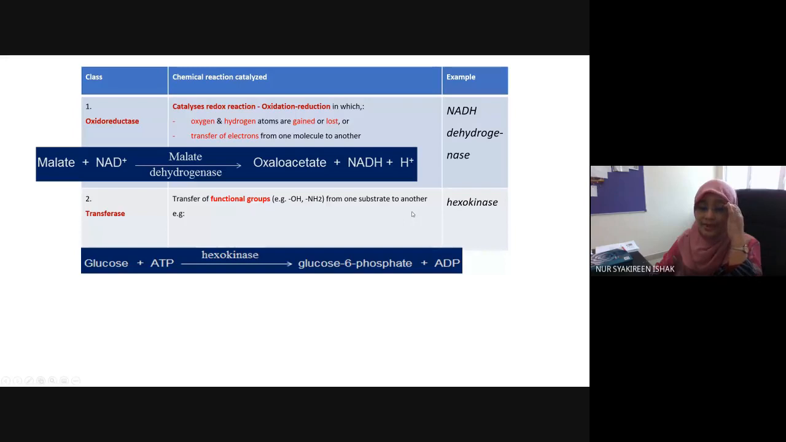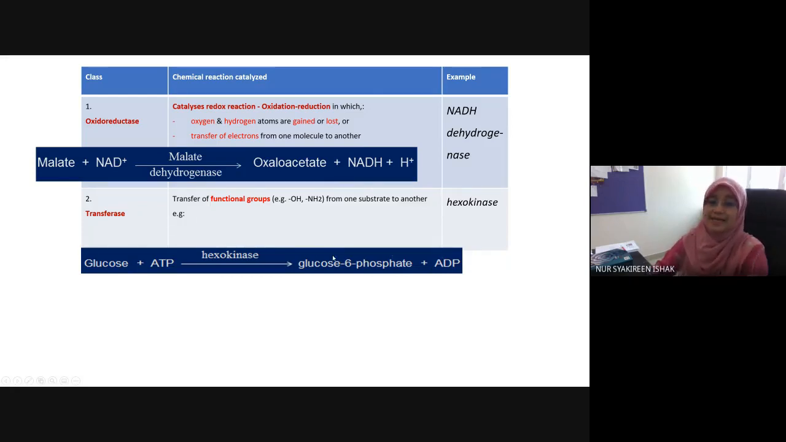Okay, so example here you have hexokinase. Okay, so hexokinase is an enzyme that will transfer one phosphate group, okay, from an ATP molecule. ATP is adenosine triphosphate. Okay, the hexokinase will remove one phosphate and it will give the phosphate to glucose. Okay, so glucose will become glucose 6-phosphate and you have ADP produced. Okay, ADP, adenosine diphosphate. Sebab tadi awak dah ambil satu phosphate daripada ATP kan? So dia jadilah ADP. ATP jadi ADP. Adenosine triphosphate becomes adenosine diphosphate. Sebab satu phosphate dia dah bagi dekat glucose.